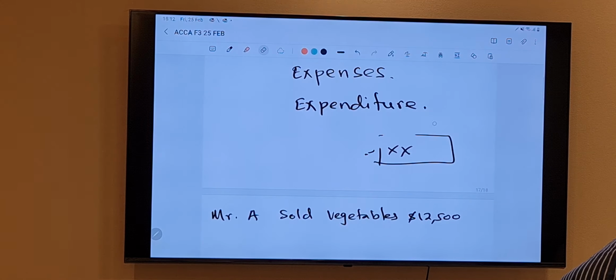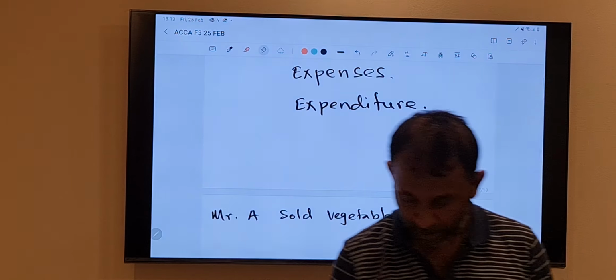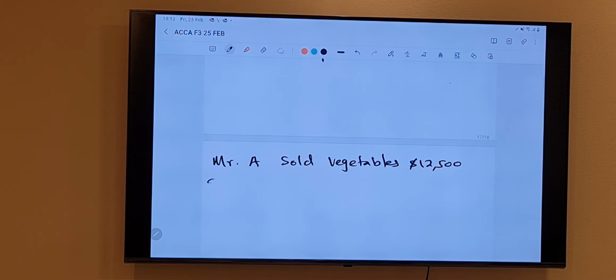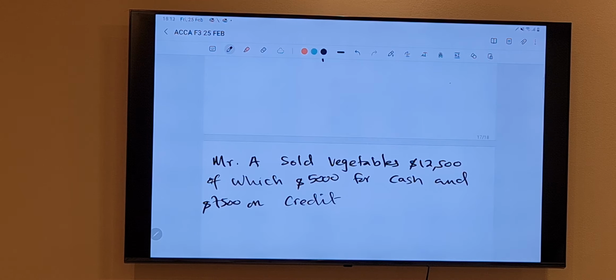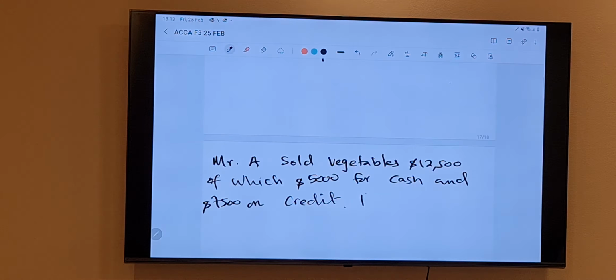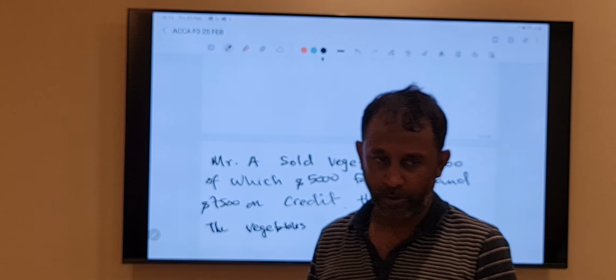Okay, so that is that. Anyway, Mr. A sold vegetables for $12,500, of which 5,000 for cash and 7,500 on credit. The cost of the vegetables are 9,000.